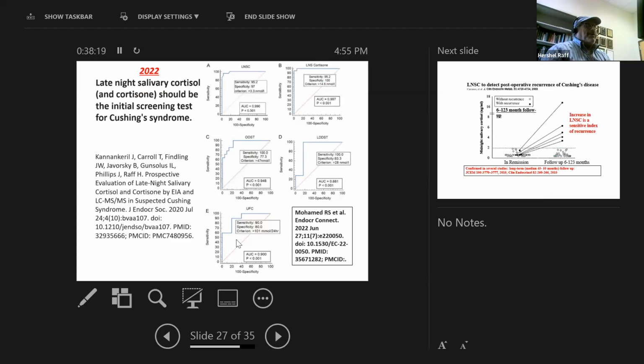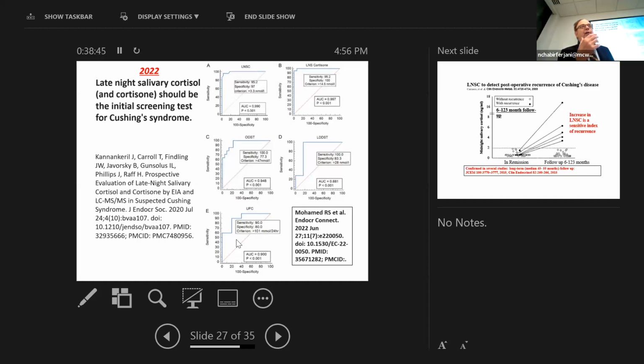And then this study was just published in 2022, and it's very hard to see, so don't worry about it. But it basically just confirmed that late night salivary cortisol, these are called ROCs, receiver operator curves, or late night cortisone, either one performs extremely well and better than all the other tests, and significantly better than urine-free cortisol, which is just confirming Jay's point. So Jay, why don't you take it over for the next slide.